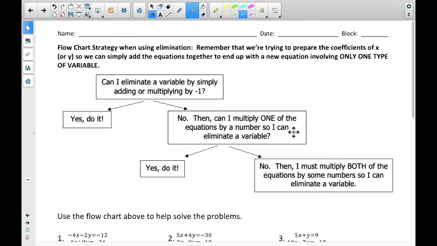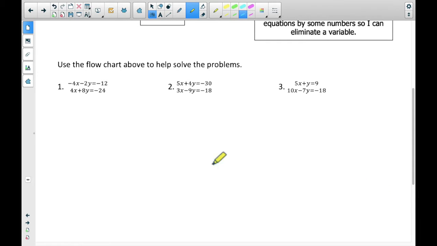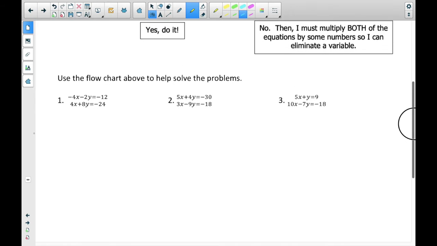Okay, could you multiply just one of the equations so you can eliminate? If you can, you should do that. But then what we're learning today is sometimes you can't do that. You have to multiply both equations. Let's take a look at these examples and see how they fit in with that decision chart up above.